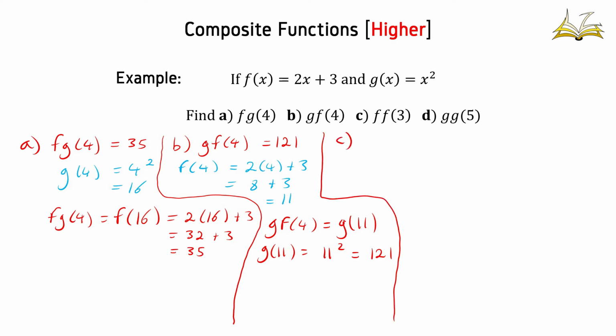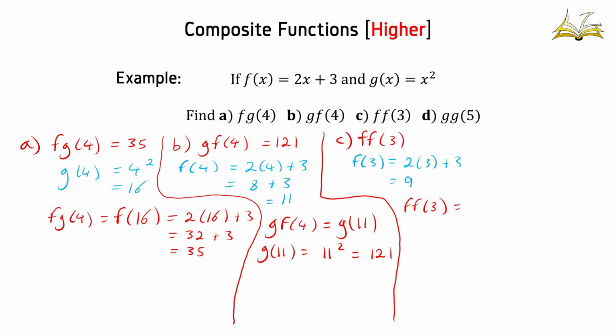Part C, we need to find ff of 3. Okay. Now, again, we're going to find what f of 3 is. And that is equal to 2 times 3 plus 3, which is 2 times 3 is 6. 6 plus 3 is 9. So f of 3 is 9.